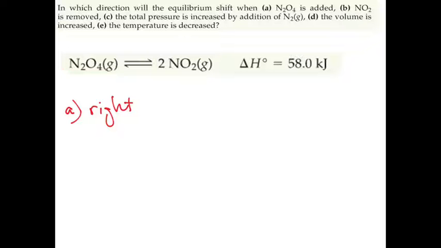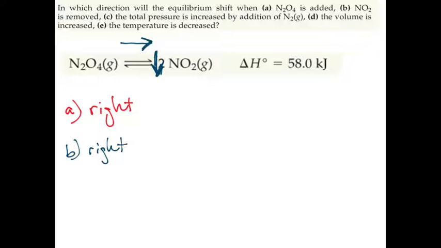And I'll start over again for part B. NO2 is removed. All right, so in terms of this arrow method, should I put an up or a down arrow beside NO2 for part B? Down arrow, yeah, because I'm removing it. All right, so if I remove it, which way would that drive the reaction if I remove some product? Good job, to the right. It's going to go toward any decreases. So B is right again.